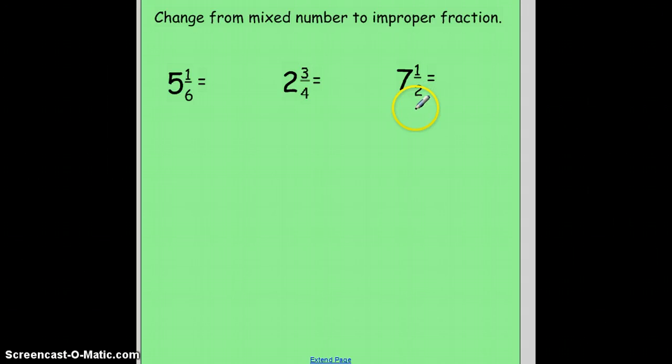Now, you are to copy these 3 into your notebook and change them from the mixed number to the improper fraction. If you forgot, just rewind the video just a little bit. All right, go ahead. Pause the video and get started.